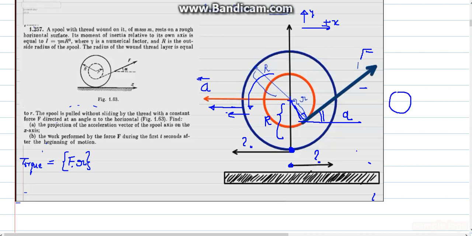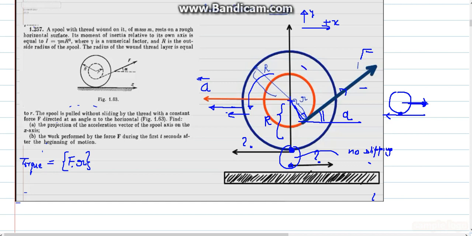Direction of friction will be opposing the force. If we are applying this force, then it will be opposing this motion. Let us look at this problem in a more close manner. Since there is no slipping here, and this force is applying some torque. There are other forces also, we'll come to that.